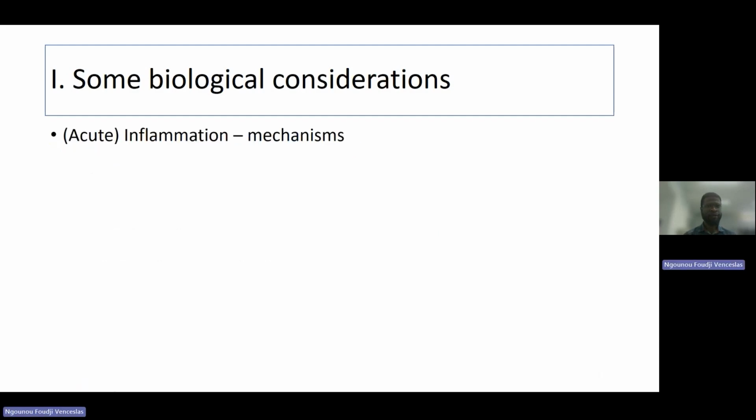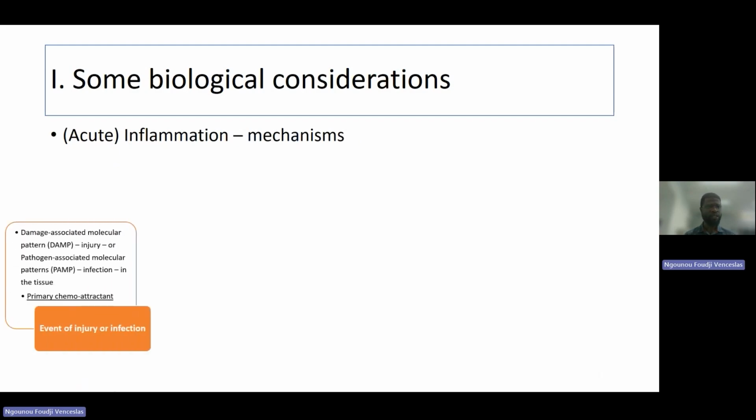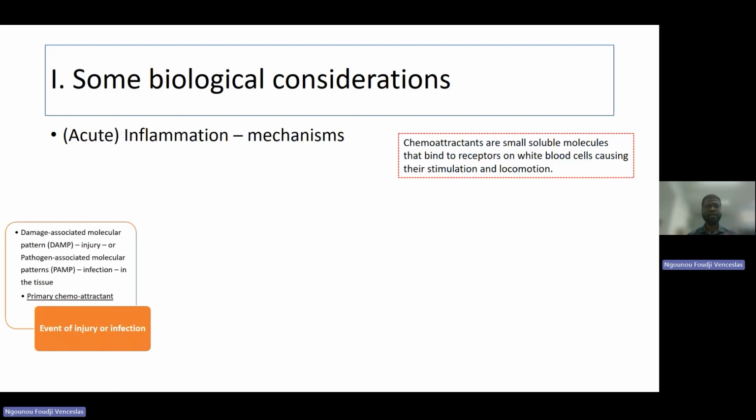The mechanisms of inflammation start with the event of injury or infection, which is materialized in the tissue by the presence of the damage associated molecular patterns in case of injury or pathogen associated molecular patterns in the case of infection. Those two molecules constitute what we call here the primary chemoattractant. And a chemoattractant is simply a small molecule that binds to the receptors of leukocytes and causes them to be stimulated and to move or migrate towards a given direction.